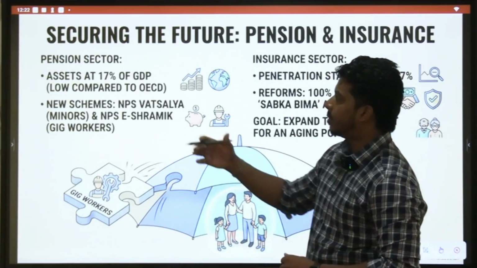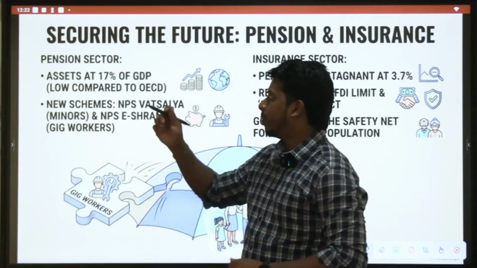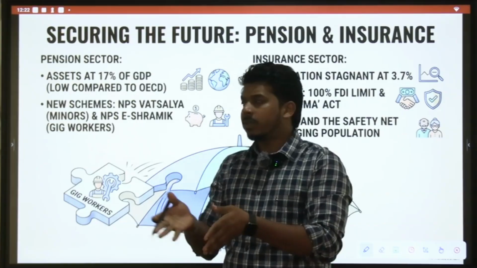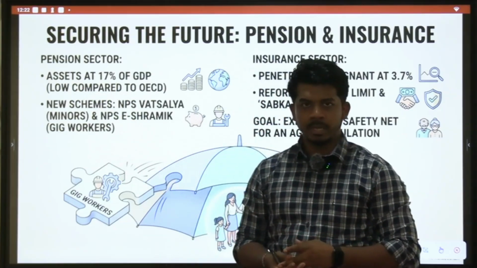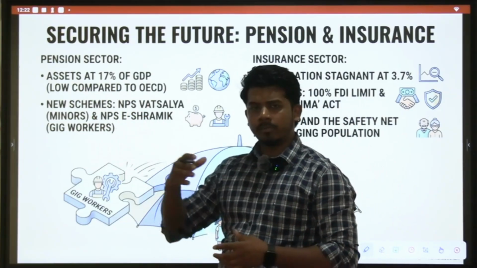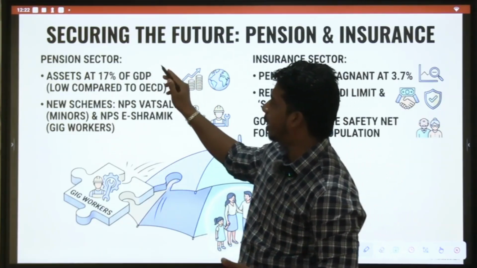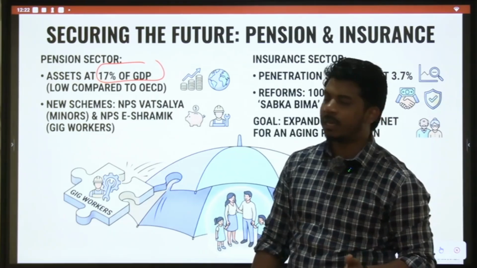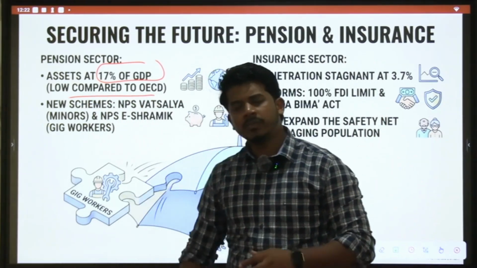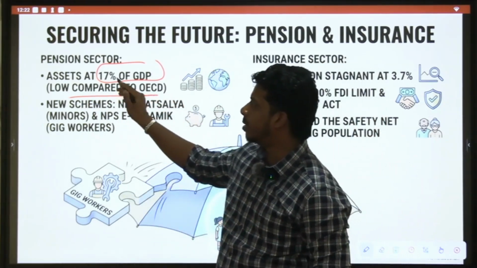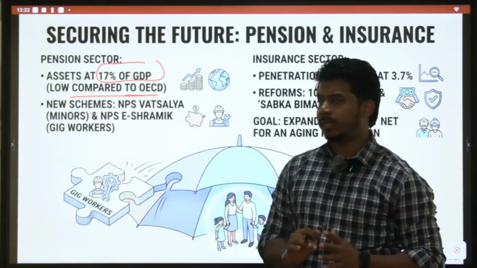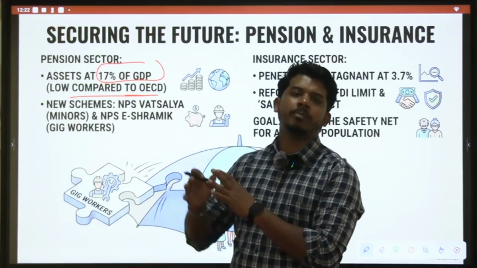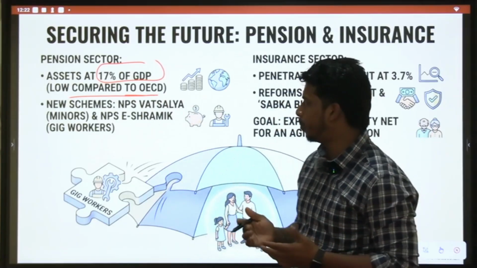Now this investment from the pension money in the financial system is called pension assets. The pension assets are currently only 17% of GDP, very low compared to other OECD countries, where it is very high, 70-80%. In our country it is very low, 17%. So the penetration of the pension sector should be much higher. There is more room to improve.